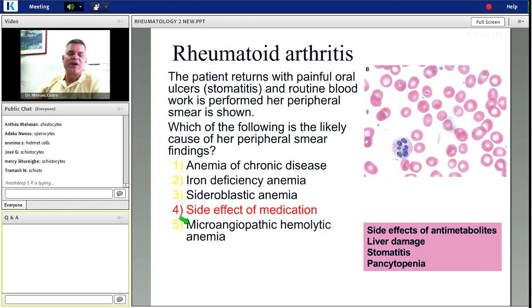So what are the side effects of antimetabolites? Liver damage, and that's why we get liver function tests for methotrexate. They can cause stomatitis, and they can cause pancytopenia. One of them that you can have is macrocytic anemia that's very noticeable, especially with hypersegmented neutrophils on peripheral smear, and that's why we also get a regular CBC for these patients, right?